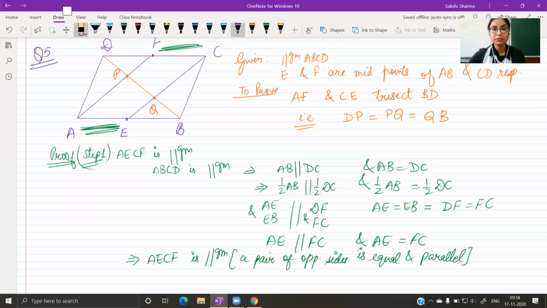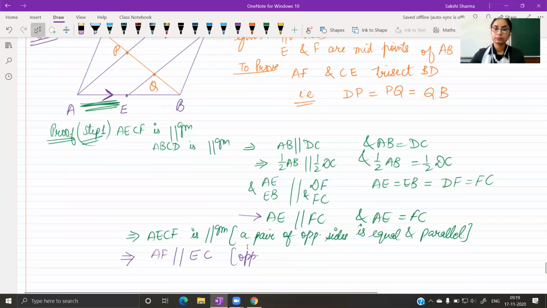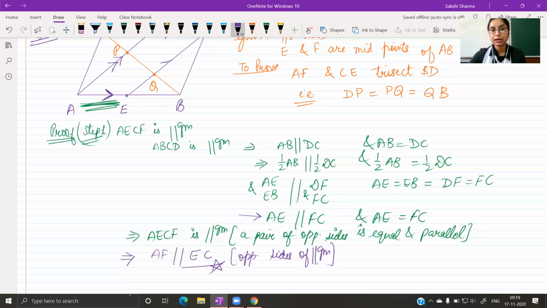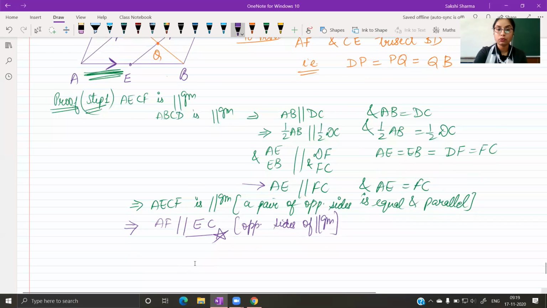So I hope this first step is clear to everyone. How do we prove this quadrilateral a parallelogram? Now I can write down that the other pair, एक pair यहाँ पे मैं लिख चुकी हूँ, already parallel है. AE is parallel to FC. The other pair of opposite sides will also be parallel. AF will be parallel to EC. This is what I wanted to prove in order to use my result. This side is parallel to this side. So now you can use the parts of these two.